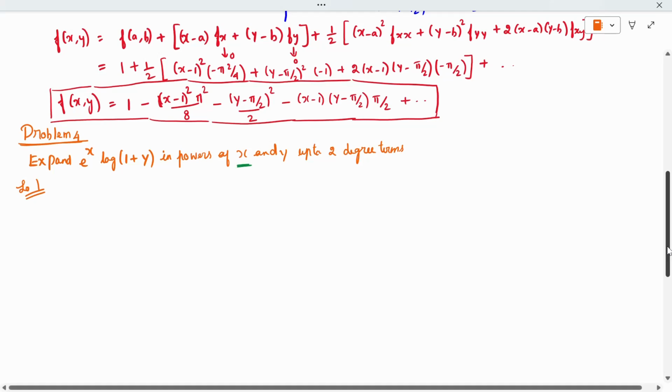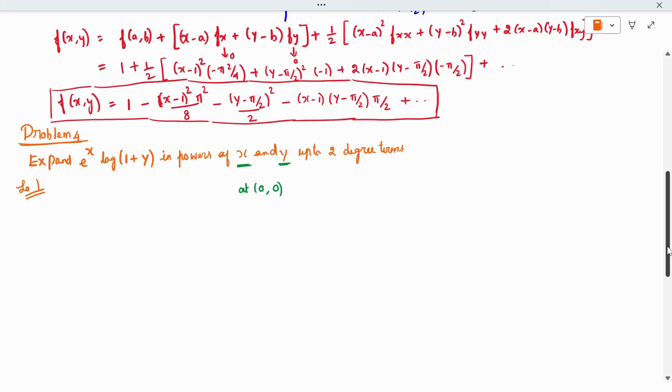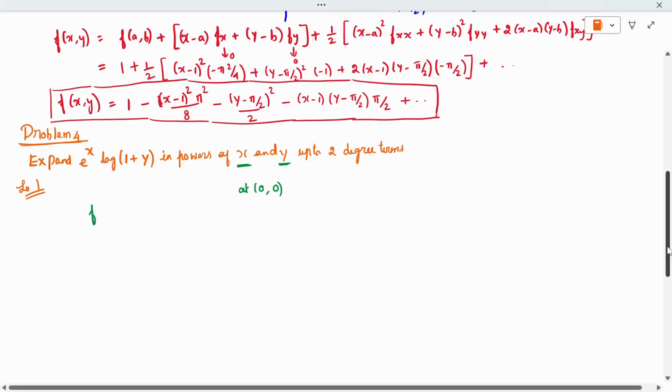If it is given like this, powers of x and y means at the point (0, 0). What is the meaning? a equal to 0, b equal to 0 only. It will be given like this. X and Y if it is mentioned means at the point (0, 0). So what is our question? F of x comma y is our question. It's nothing but e to the power x into log of 1 plus y.